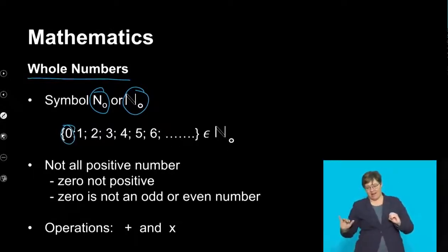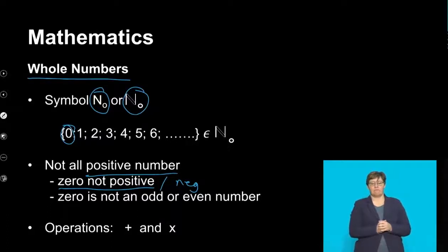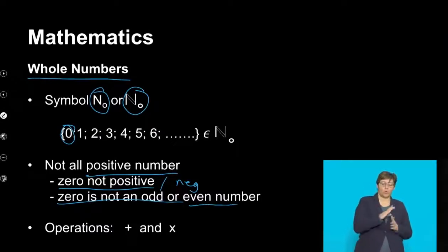And what you need to note about these numbers is they are not all positive numbers, right? Because 0 is not a positive number, but they are also not negative numbers, right? So these numbers are neither positive or negative. Some of them are positive, not that all are positive. And then 0 is not an odd or an even number. So whole numbers are not only odd or even numbers.